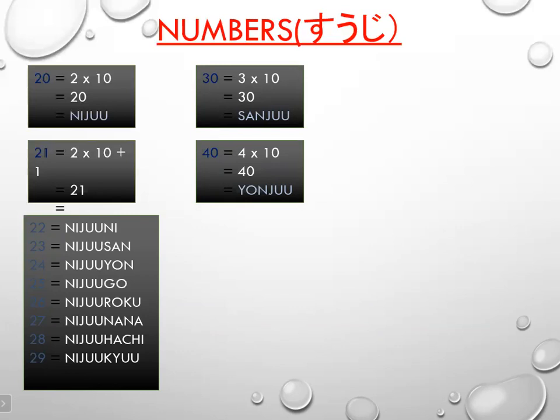Right, 40 will be 4 multiplied by 10, so 40 will be yonju. So what will be 41, Ruchika? Yonju ichi.